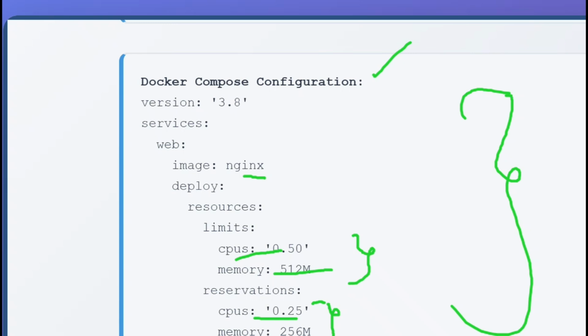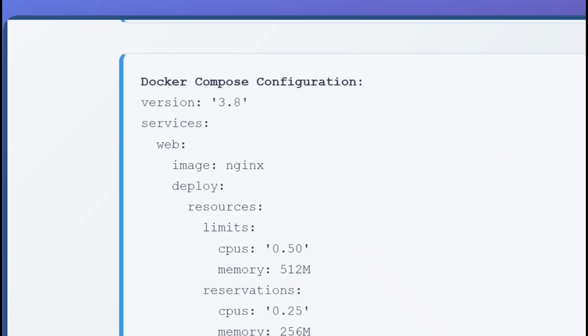Okay, and remember the best practice: always test your resource limits in a staging environment before you push that into production. Why? Because every application behaves differently under load. So monitor that in a staging environment and adjust accordingly, and then push into a production environment. Okay, so that is a small suggestion.